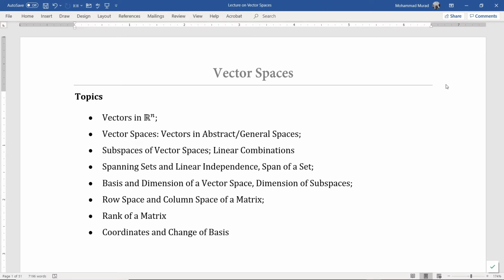In the previous week, we discussed vectors in Rn, vector spaces, subspaces of vector spaces, linear combinations, spanning sets, and linear independence and dependence, span of a set. In this part of the lecture, we are going to discuss basis and dimension of a vector space, dimension of subspaces.